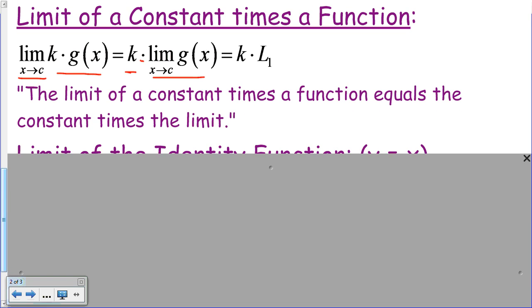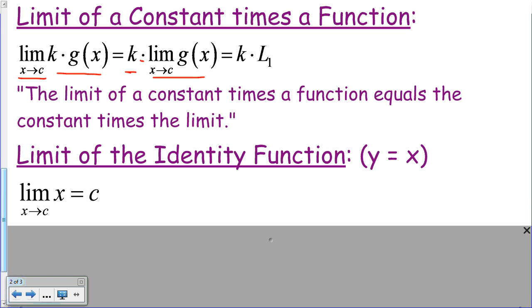All right, the next property is our identity function. The limit of the identity function. Now, the identity function is the function y equals x. We call it the identity function because whatever you plug in for x, that's the exact same thing you get out for y. So if we're taking the limit as x goes to c of our identity function, which would be just x, the limit as x goes to c of x turns out that's just equal to c.